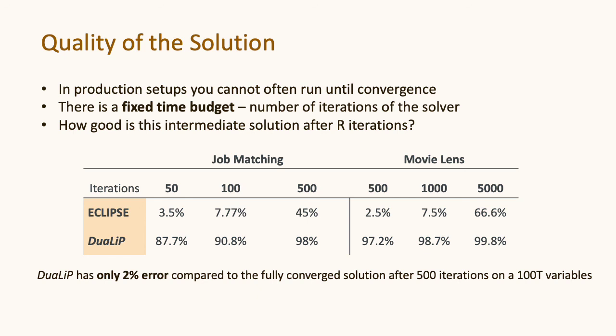Let us start by comparing the quality of the solution. In production setups, you often cannot run a solver until convergence. There is a fixed time budget. That is, after a number of iterations of a solver, we evaluate the quality of the solution. In the job matching dataset, ECLIPSE recovers 3.5% of the fully converged solution after 50 iterations, but DuaLip recovers 87.7%. Similarly, after 500 iterations, ECLIPSE is at 45%, but DuaLip is at 98%. This shows that DuaLip converges much faster than available alternatives, thereby impacting production setups significantly.